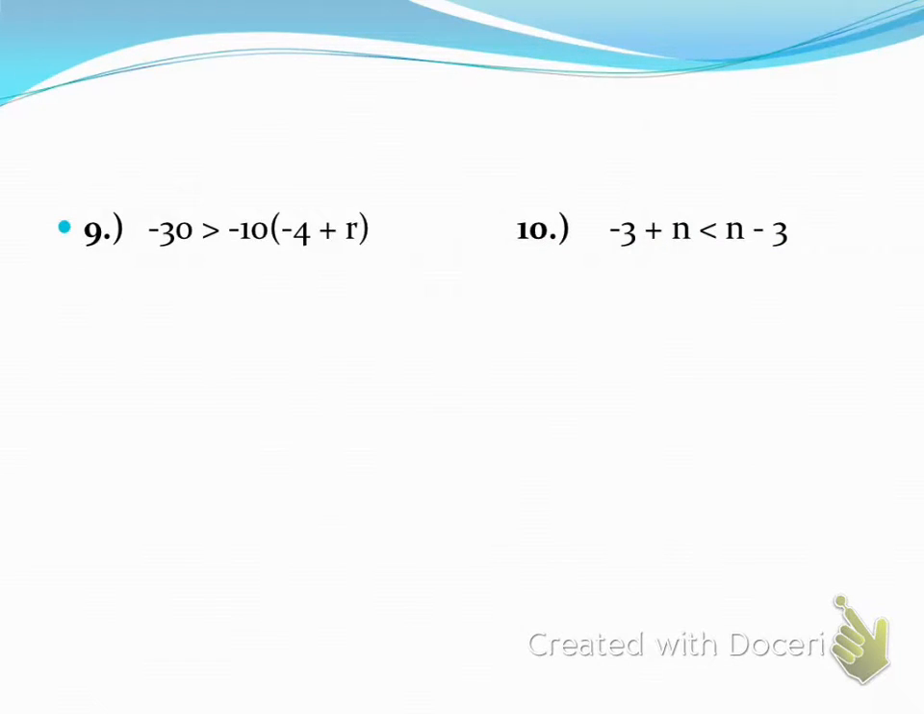Let's jump up to number 10. Starting with number 10, we see problems where we have variables on both sides. But we don't want that. We want all our variables to be on one side. So does anyone want to volunteer and tell me what they think I need to do?